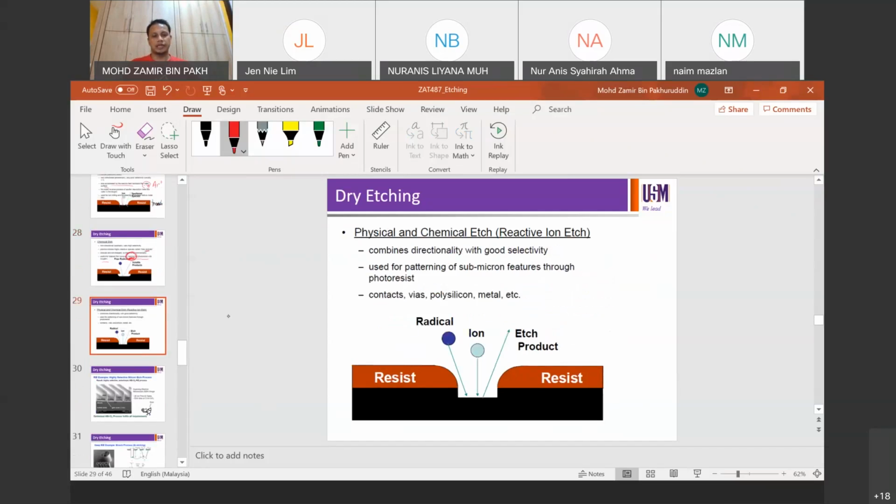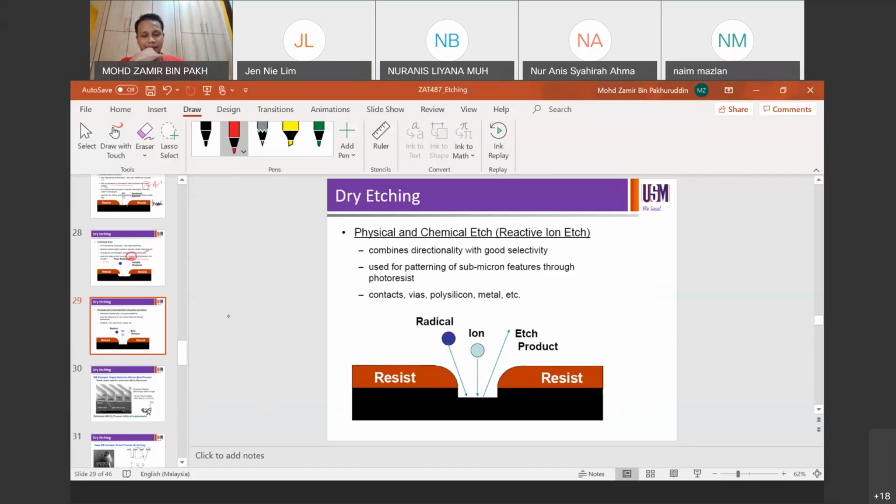There is also another process which combines both physical and chemical etch, combining ions and radicals to do the etching process. So it combines directionality with good selectivity. Because the first one has good directionality but lacks selectivity, and the other one lacks directionality but has good selectivity. If you combine both, one plus one equals two, and that is more powerful than each one alone. So it is used for patterning of submicron features through photoresist.